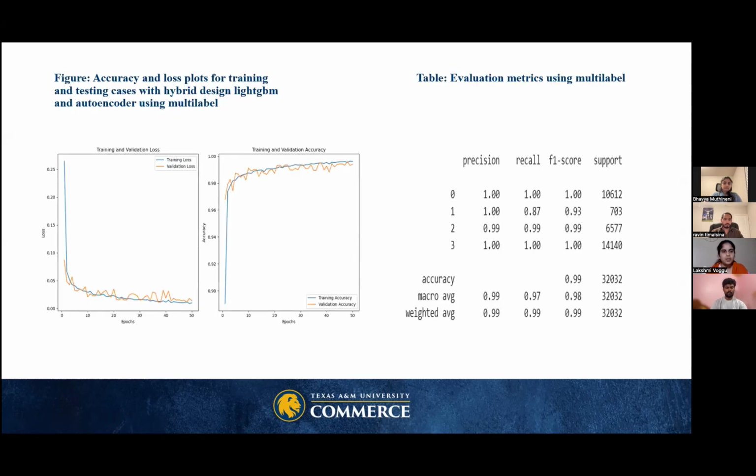And these are the accuracy and loss plots for training and testing with the hybrid design, LightGBM, and autoencoder using multi-label. Here we'll be using the 120K samples, but multi-label. Previously, we used 30K samples and 60K samples for binary. This is the output for the evaluation metrics with multi-label. As we can see, we got an accuracy of 0.99, and this is the highest accuracy we got.